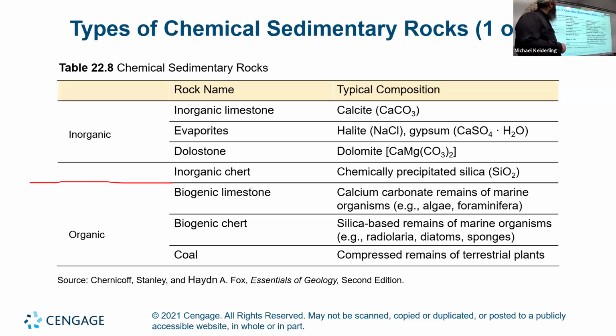Biogenic limestone is calcium carbonate remains of marine creatures like algae or foraminifera, so basically tiny living things that had calcium structures. Biogenic chert is silica-based remnants of marine organisms, radiolaria, diatoms, sponges, and coal is the compressed remains of terrestrial plants.